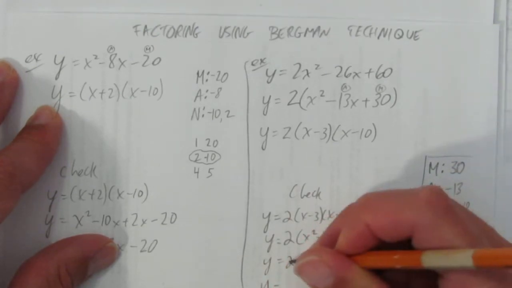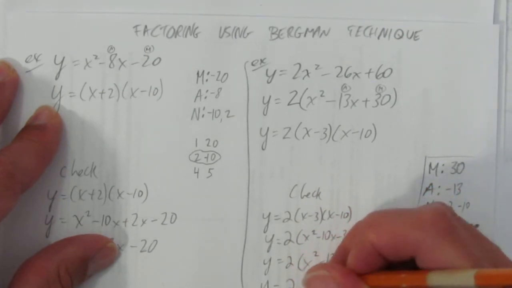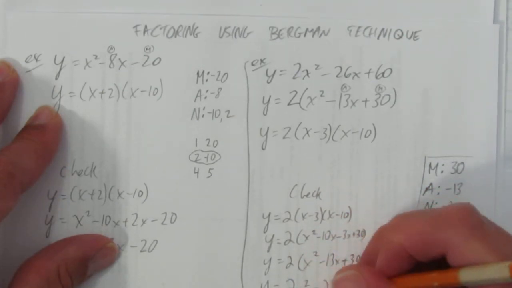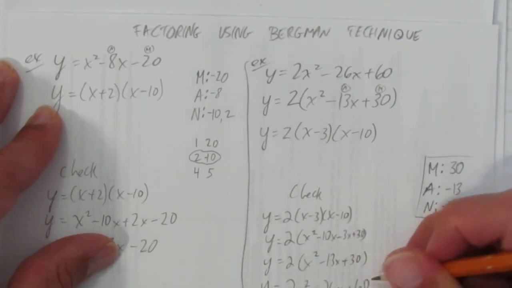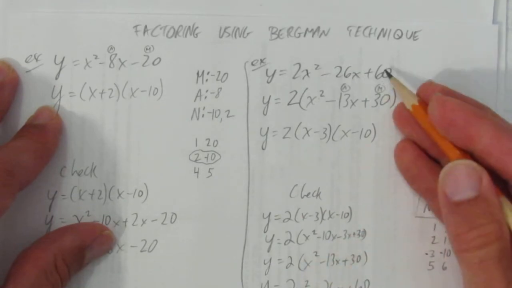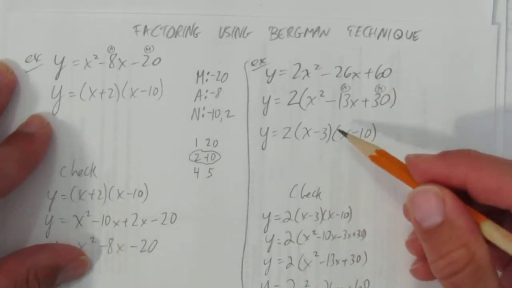And now finally share that 2, distribute it into the brackets. 2 times x squared, 2 times minus 13, and 2 times 30. This is the kind of check you do if you have time on a test. And sure enough, we got the question back, which means pretty sure our answer is right.